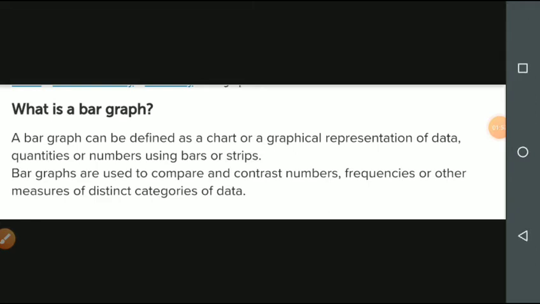What is a bar graph? A bar graph can be defined as a chart or graphical representation of data, quantities, or numbers using bars or strips. Bar graphs are used to compare and contrast numbers, frequencies, or other measures of distinct categories of data.